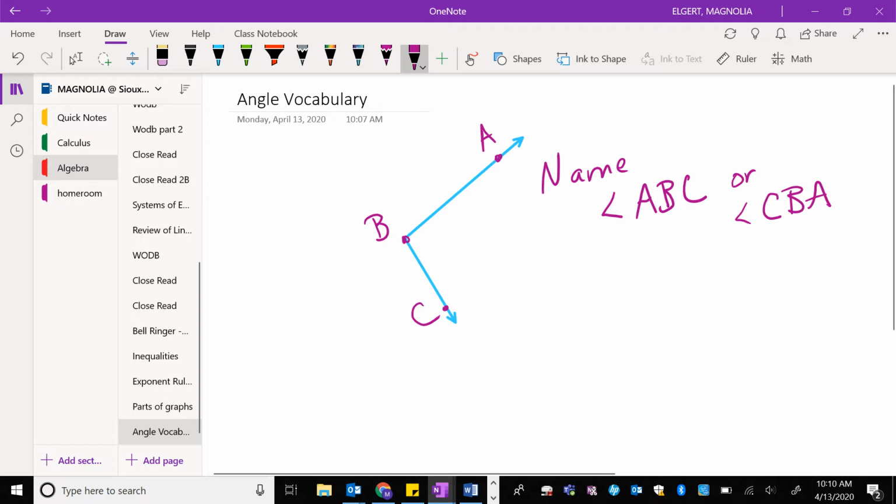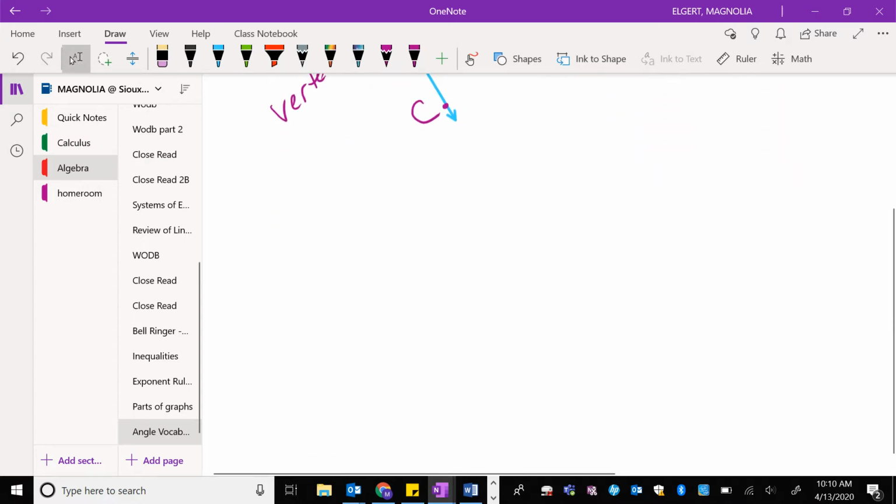But B has to be in the middle because this point in the middle right here is called the vertex. That's the vertex. So the middle of the angle is the vertex. So angles have different parts. So if I look at this, I'm going to make another one here. I'm just going to draw it.